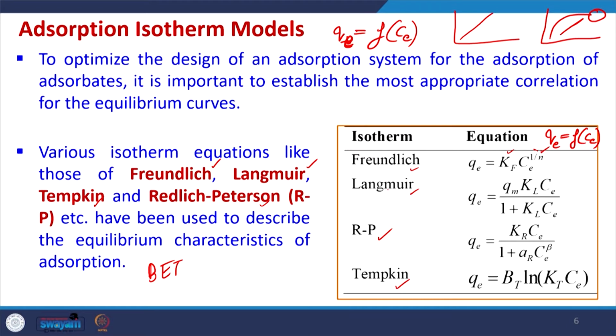These are 2 parameter models, Freundlich and Langmuir, because they have only 2 unknowns, Qm and KL. Similarly, Temkin also has Bt and Kt. So Freundlich, Langmuir and Temkin are 2 parameter models. Redlich-Peterson, whereas, is a 3 parameter model because we have 3 terms, Kr, Ar and beta. So 3 unknowns are there. We can have a large number of equation models, and any of these can be used to represent the adsorption isotherm or equilibrium curve data.